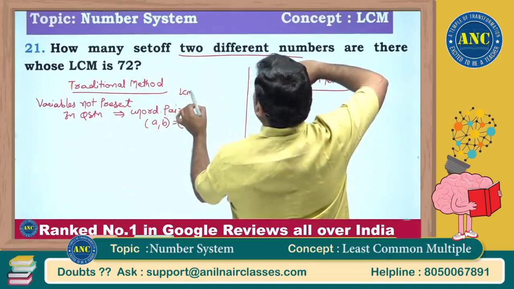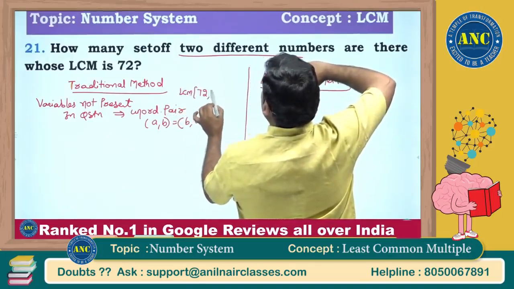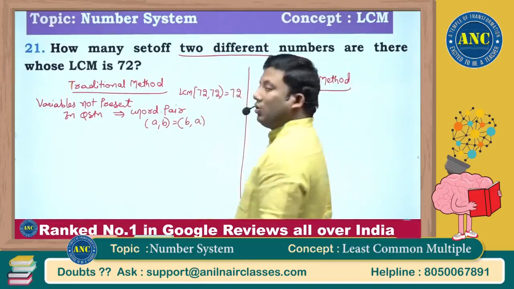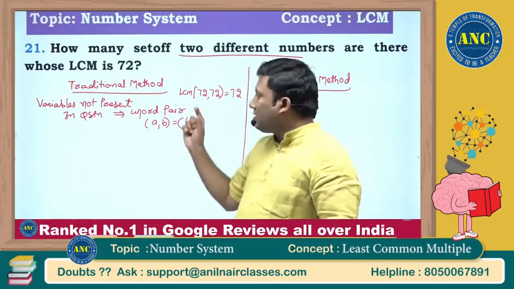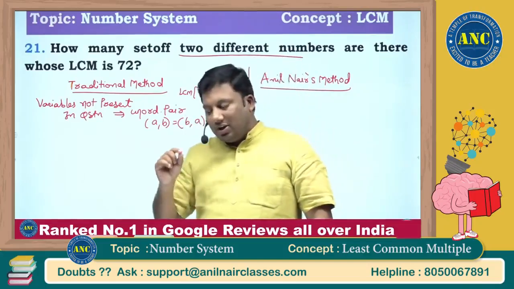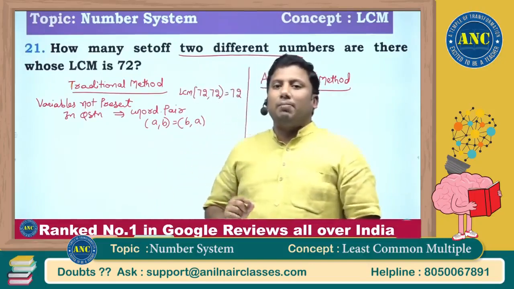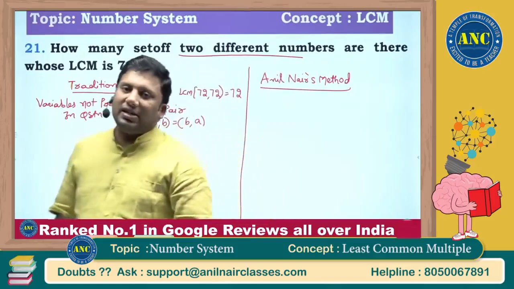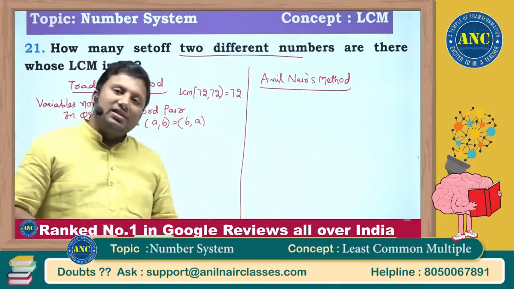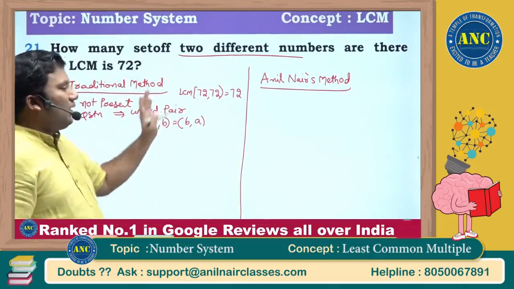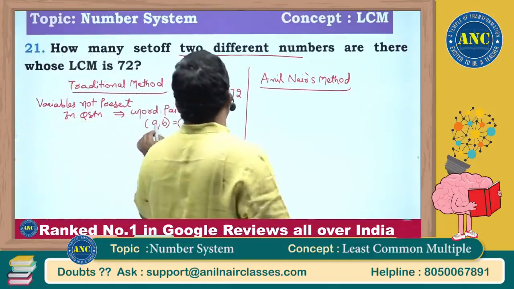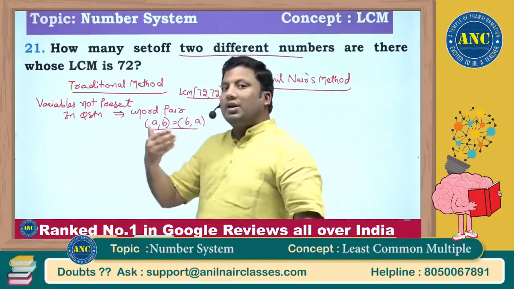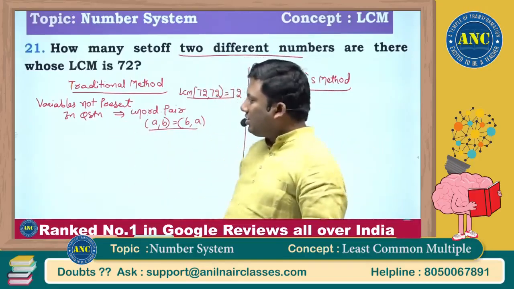Another one: how many sets of two different numbers are there? We should not take the case LCM of 72 comma 72 equals 72. Any number with the same number, the LCM will remain the same. LCM of 4 comma 4 is 4. LCM of 6 comma 6 is 6. LCM of 8 comma 8 is 8. The question is two different numbers. The reverse case should not be taken and the same number should not be taken. Otherwise you will get more cases, duplication of cases.